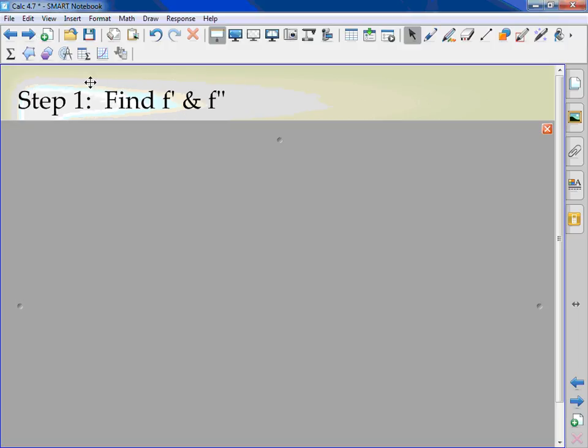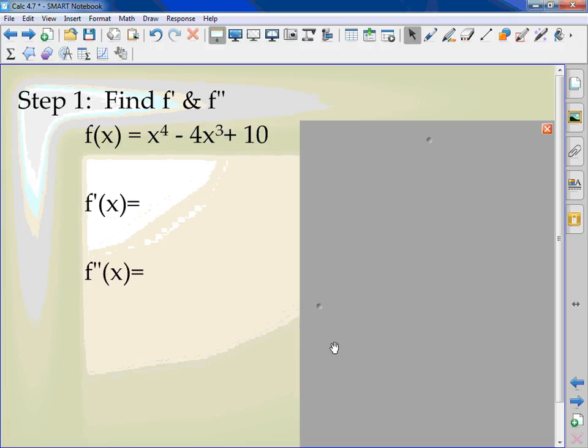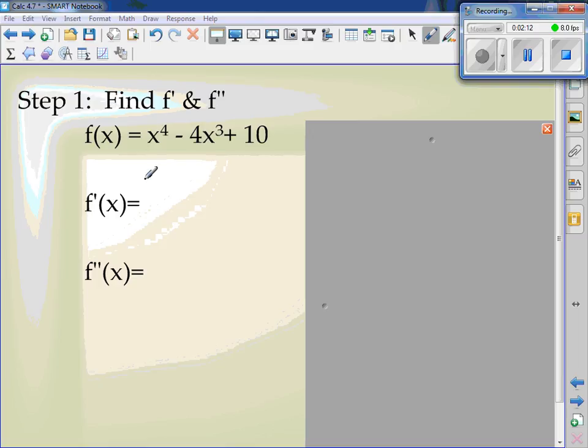First thing we need to do, the first step for all of these, is find f prime and f double prime. So find the first and second derivatives. The first derivative is what? 4x cubed minus 12x squared. What's the second derivative? 12x squared minus 24x.